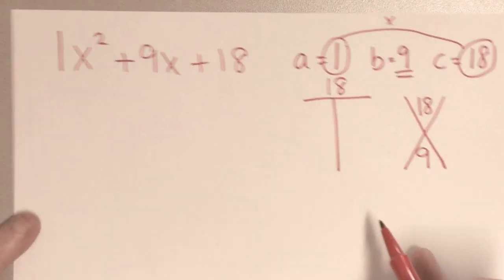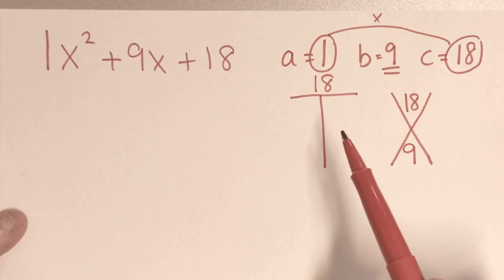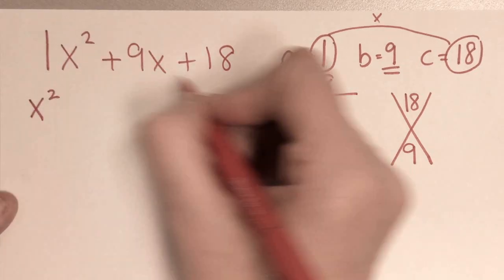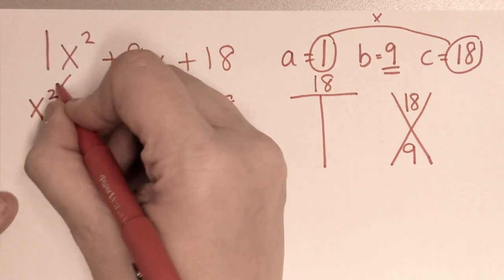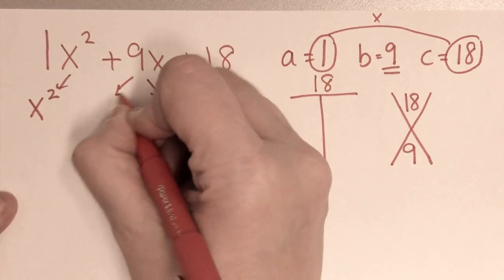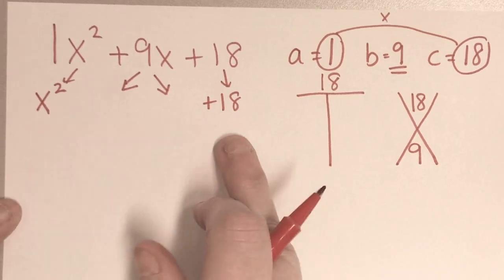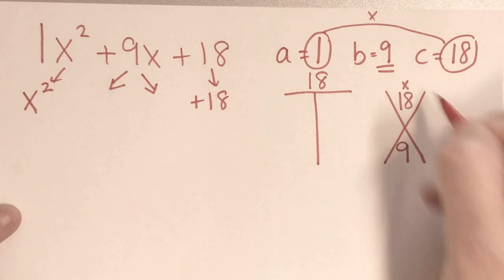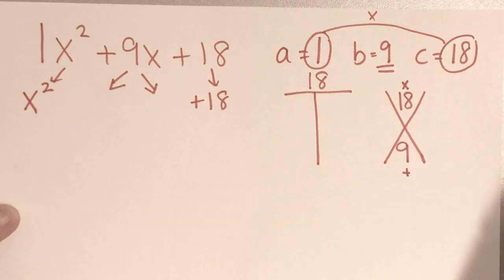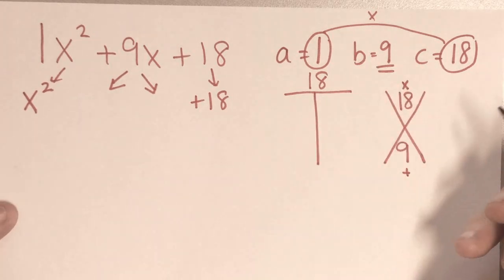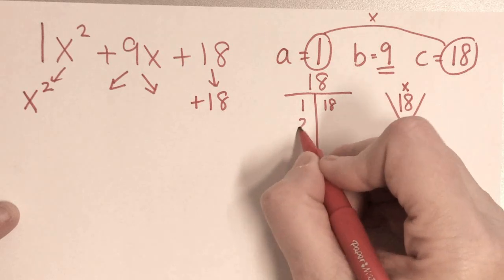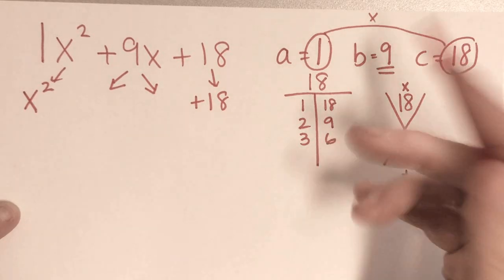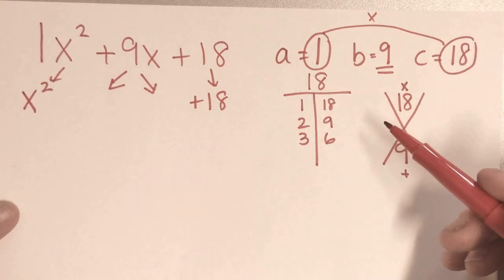We organize. Okay? The next thing we're going to do is we have to figure out how we're going to split our X. So our x squared comes straight down, our plus 18 comes straight down, but we've got to figure out what two values we're going to split our x into, because we have to have four things in order for us to factor. So I need things that multiply to give me 18, but add up to 9. All right, so I'm going to start listing the ways I can get 18. I can do 1 times 18, 2 times 9, 3 times 6, 4 doesn't go, 5 doesn't go. This is the only ways that I can multiply to get 18.